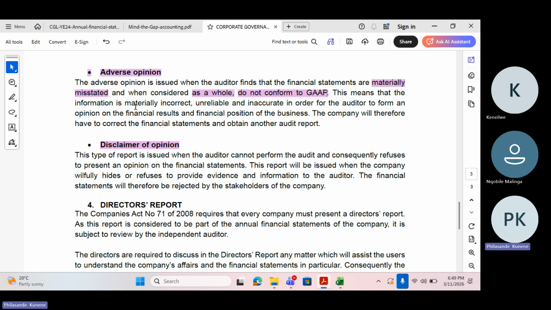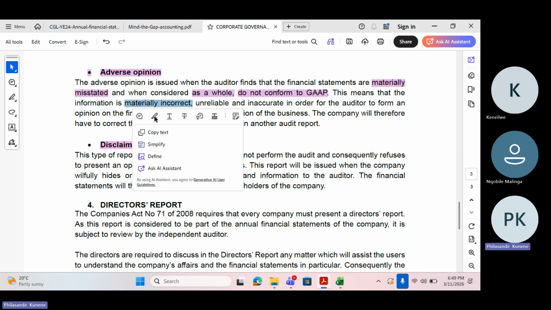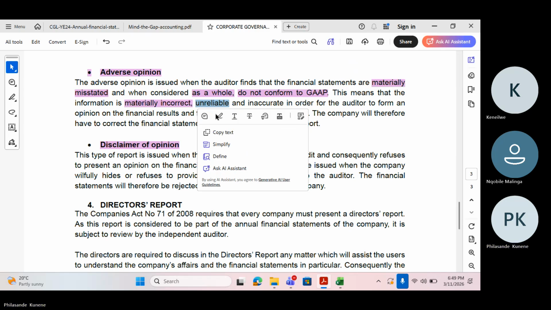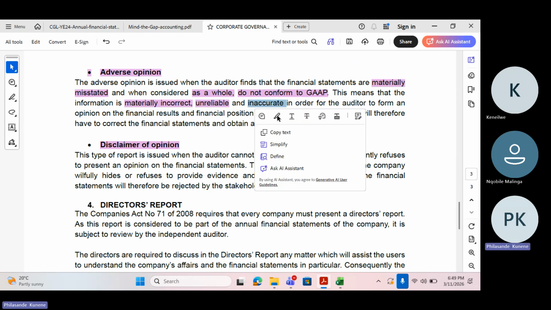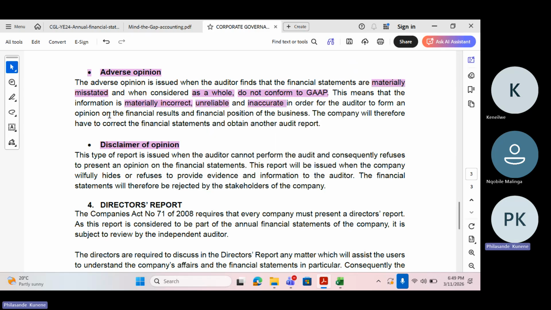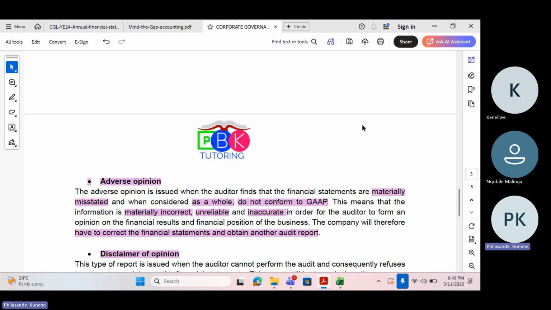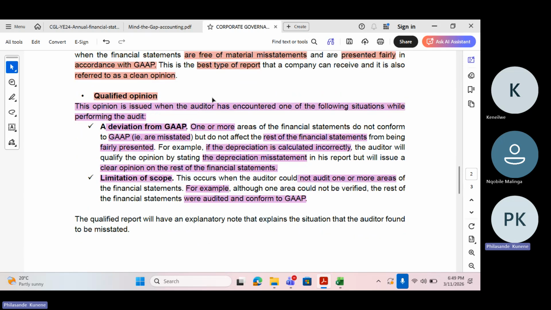This means that the information is materially incorrect, unreliable, and inaccurate for the auditor to form an opinion on the financial results and financial position of the business. The company will therefore have to correct the financial statements and obtain another audit report. Adverse is unacceptable at all. I can accept the qualified, because not everything is incorrect. Only a few line items are incorrect.